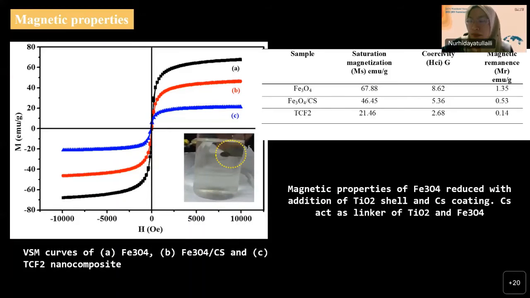So as we expected, because TiO2 and chitosan are non-magnetic materials, the addition of these two elements to the iron oxide will significantly reduce the magnetic properties of iron oxide, but it is still considerable since the reduction is not really significant. Okay, so the magnetic property of iron oxide is reduced with the addition of the TiO2 shell and chitosan coating. This result shows that the hybrid system has been successfully fabricated.